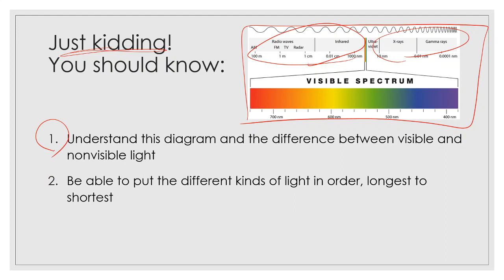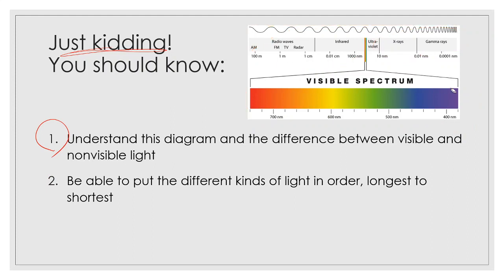Second of all, you should be able to put the different kinds of light in order, from longest to shortest. So you should know that radio waves are longer than infrared, infrared is longer than visible light, visible light is longer than ultraviolet light, which is longer than X-rays, and that gamma rays are the shortest of all. You should kind of know this order, like 1, 2, 3, 4, 5, 6, and know the order that they come in.